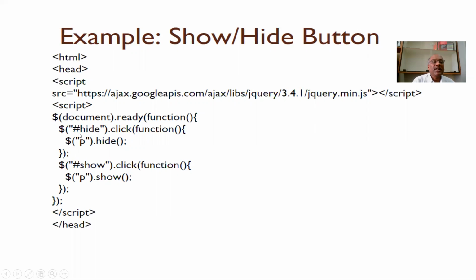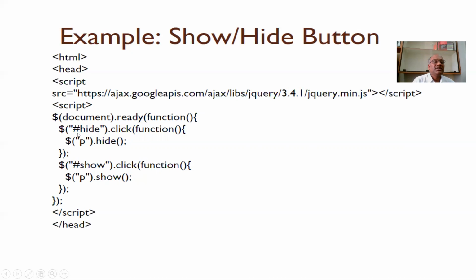So what is to be understood from this particular set of statements is that you write a statement like this: dollar, open brace, document. This document refers to the current web page, that is this, the document, dot ready. So once the document is loaded onto your browser, or it has been created and made available on the browser for the user to view it or to do certain operations, once the document is ready, then you are writing the statements here.